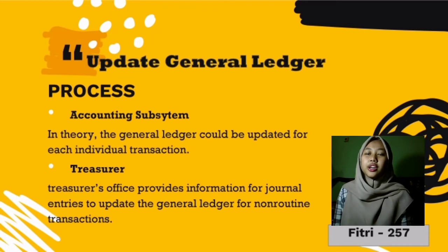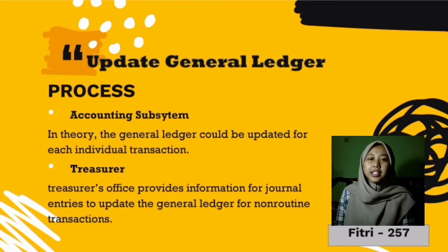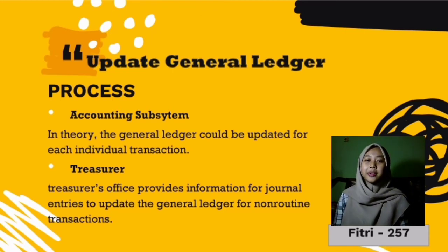Okay, thank you for the opportunity. My name is Fitrin Kholisa, my study number is 257, and now I will explain about updating the general ledger. There are several points in updating the general ledger, but first I want to explain the process. In the process, updates originate from two sources. First is the accounting subsystem and the second is the treasurer.